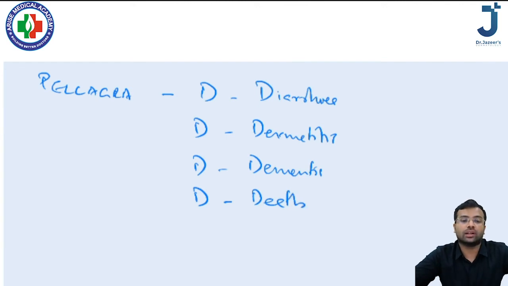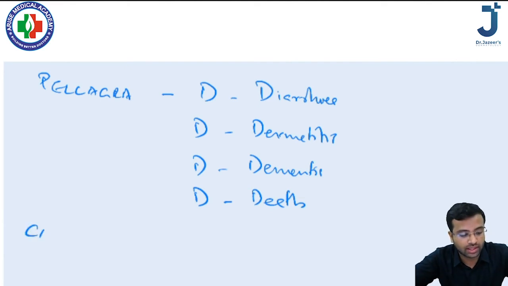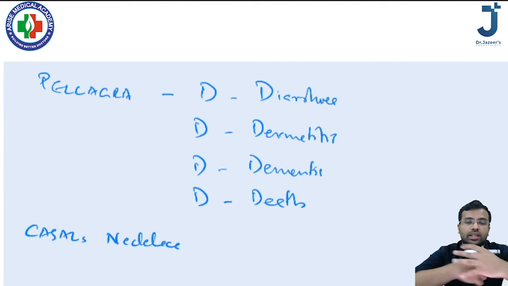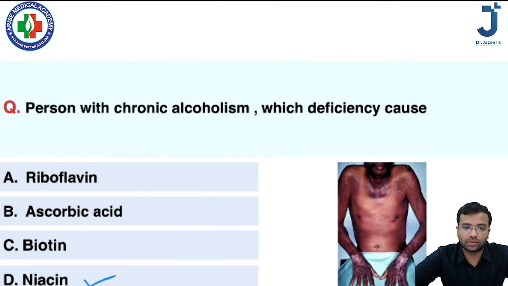So in pellagra, the lesion that you have seen around the neck is called the Casal's necklace. And then you also have a shiny kind of lesion that is seen usually over the dorsum of the hands as well as the lower limbs. That is also a typical finding that you see in this deficiency of niacin, that is called pellagra. Okay, so the answer here would be niacin.